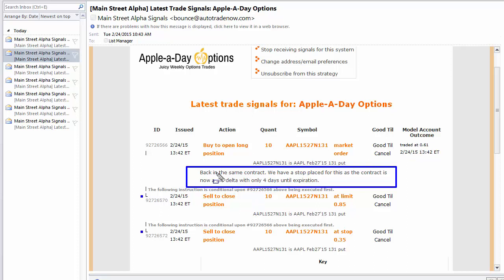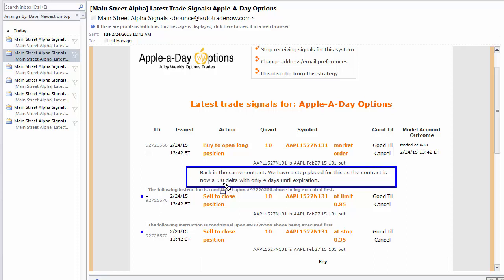giving the system many opportunities to buy at the same price. And I wrote here, back in the same contract, we have a stop placed for this as the contract is now a 30 delta with only 4 days till expiration. So Apple Day options will typically trade 5 by 5. If you've read some of the support materials, you'll know what that means. It means the 50 delta and 5 days till expiration. Since this was a Tuesday when this was taking place, there's no longer 5 days till expiration on this contract.